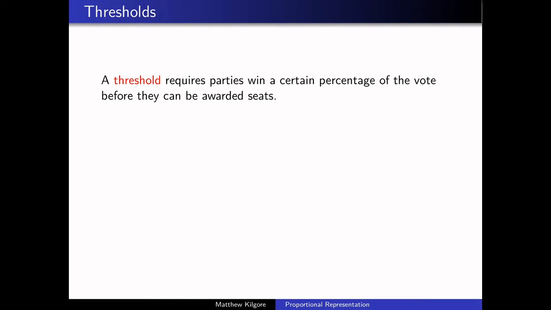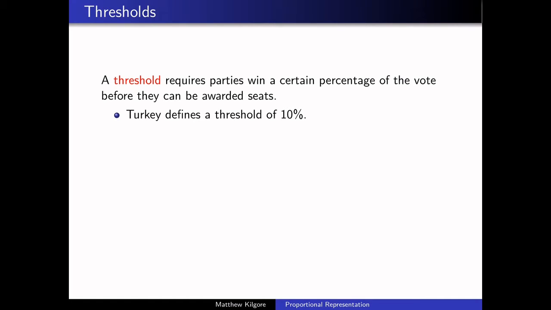The other main concern for party systems is whether or not they have a threshold. It's pretty self-explanatory what one is, but it's just a requirement that parties have to have a certain percent of the vote before they're eligible to be awarded seats. This is to keep out minuscule fringe parties from gaining seats via some edge case in the allocation system.